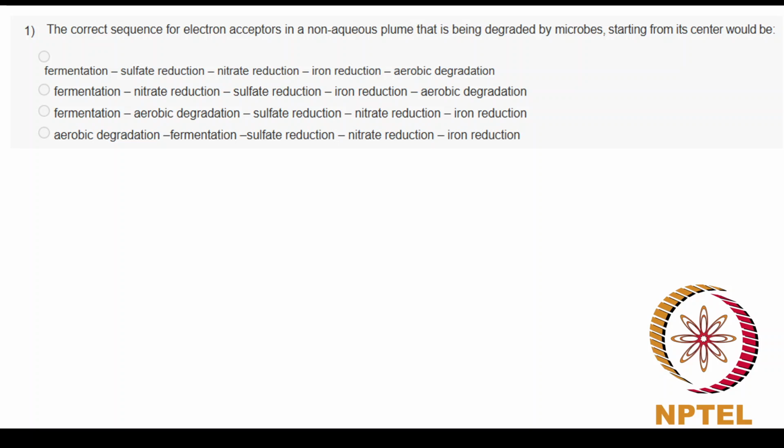So the correct sequence for electron acceptors in non-aqueous plume that is being degraded by microbes starting from its center would be, okay, the correct sequence of electron acceptors in non-aqueous plume. Okay, the plume is non-aqueous that is being degraded by microbes starting from its center. Like the microbes have started the degradation from the center and they are going towards the end. So what can be the correct sequence? Okay, so this sequence is for electron acceptors. Please keep that in mind, and it is non-aqueous plume. So please keep that in your mind as well.